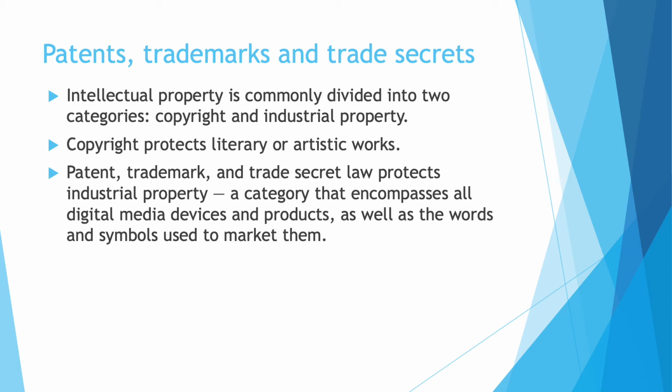Now let's talk about patents, trademarks, and trade secrets. Intellectual property is commonly divided into two categories: copyright and industrial. Copyright protects literary or artistic works. Patent, trademark, and trade secret law protects industrial property. So this category encompasses all digital media, devices, and products, as well as the words and symbols used to market them.